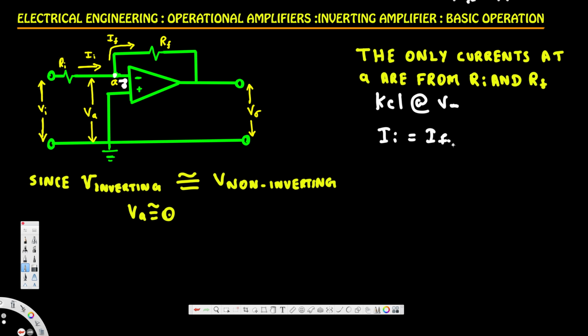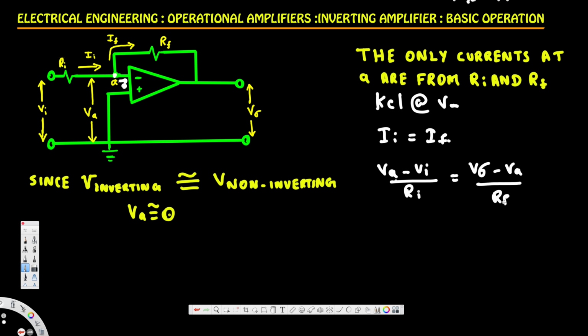We can write II as VA minus VI divided by RI, because this voltage is VA and this voltage is VI, so VA minus VI divided by the resistor in between, RI, is equal to II. And the next one is IF. IF can be written as V out, the output voltage, minus the voltage right here, VA, divided by the resistor in between, RF.